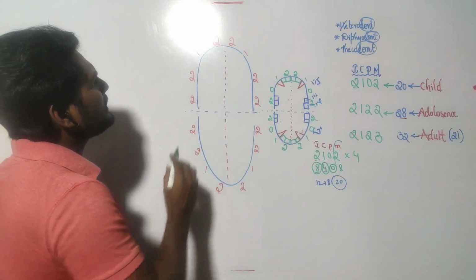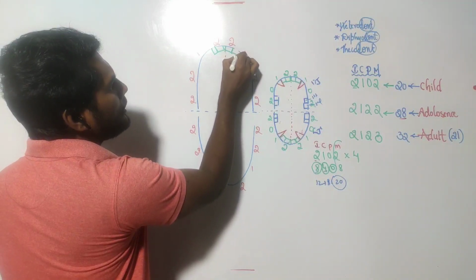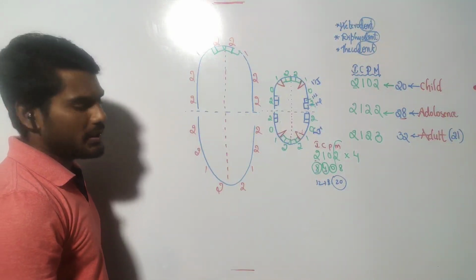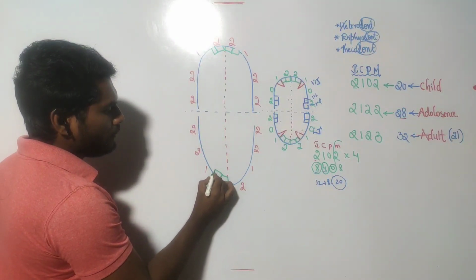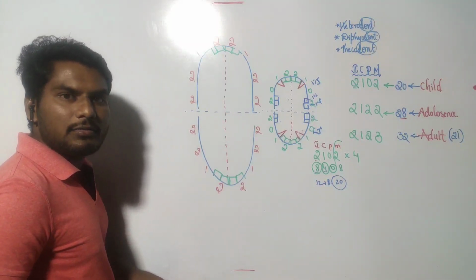What are the first type of teeth? Incisors. 1, 2. Here also, this side also 1, 2. 4 incisors on the upper jaw. Next here, 4 incisors in the lower jaw.